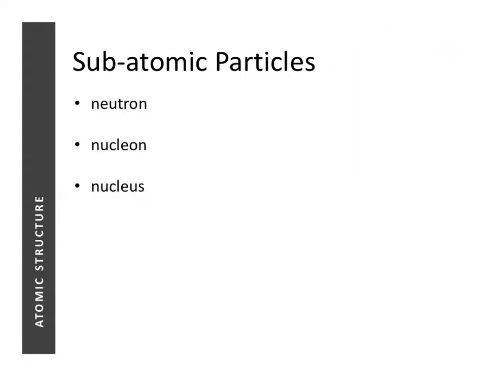Now here are three terms that are very similar and students often get confused about them, so I'm going to clarify it here. A neutron, as we have already mentioned, is one of the subatomic particles. That means it's one of the particles that make up an atom. And what's so special about this particle is that it is neutral.